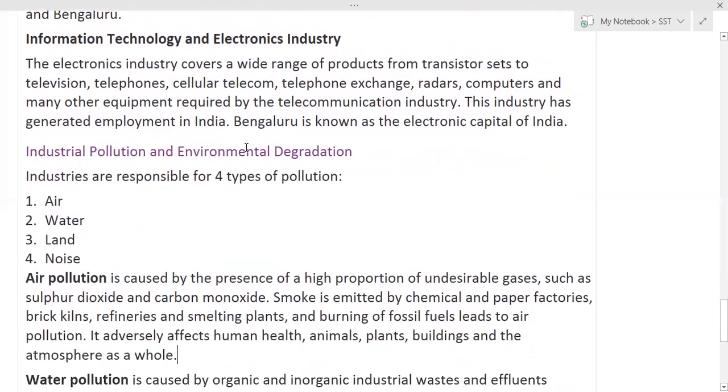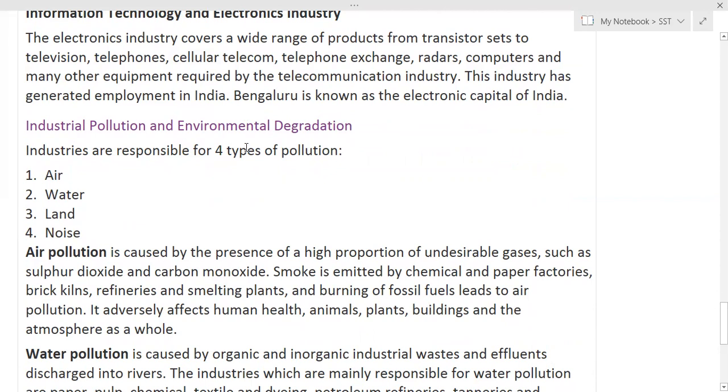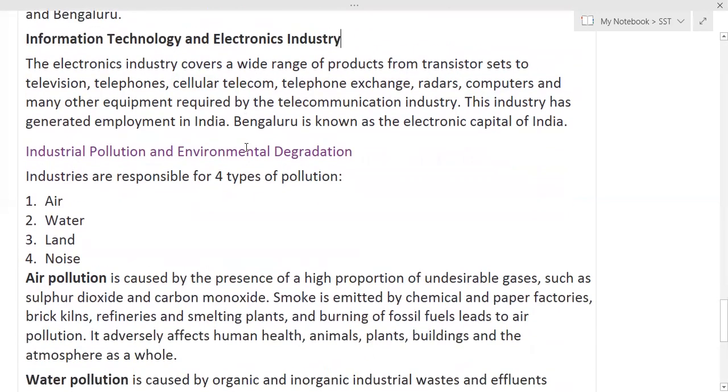Information technology and electronic industry. Electronic industry covers a wide range of products from transistors to television, telephone, cellular telecom, telephone exchange, radar, computers, and many other equipments required by the telecommunication industry. So what is the use of information technology and electronics? Making a telephone, data coverage, television setup, network connectivity, radar, computers, telecommunications. It's all dependent on information technology. This industry has generated employment in India. So there is vast employment coming from information technology.